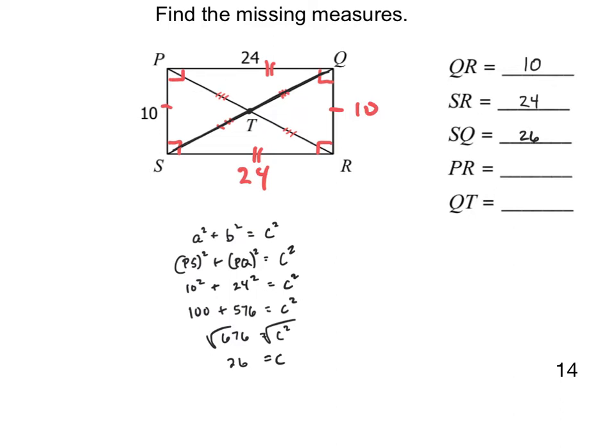If SQ is equal to 26, we know that PR is congruent to SQ. So PR is going to be equal to 26.